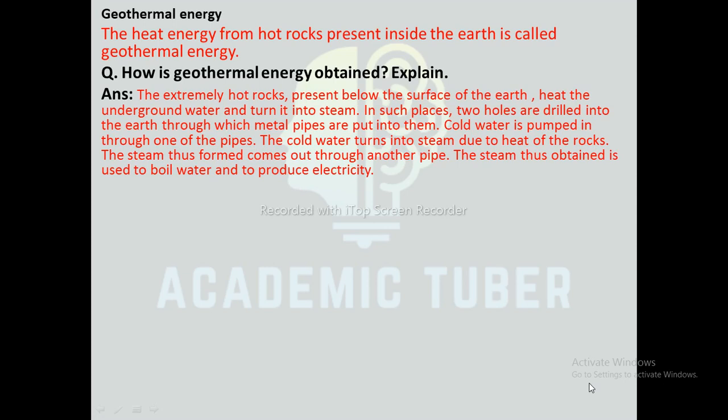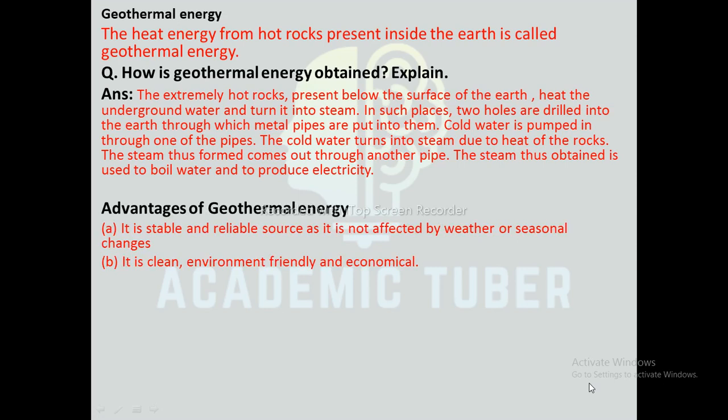Cold water is pumped in through one of the pipes. The cold water turns into steam due to the heat of the rock. The steam thus formed comes out through another pipe, and the steam thus obtained is used to boil water and to produce electricity.